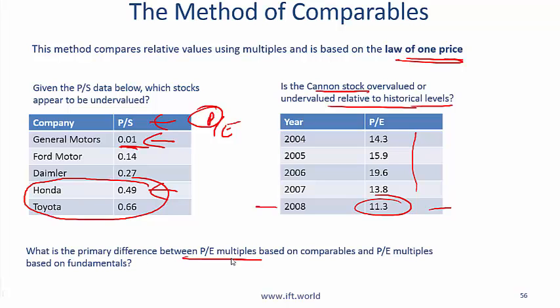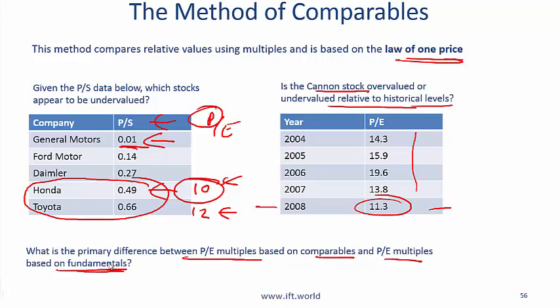What is the primary difference between PE multiples based on comparables and PE based on fundamentals? The difference is straightforward. With PE based on comparables, you look at the PE of a particular company. So let's say that I also come up with PE ratios over here. Let's say Honda's PE is 10 and Toyota's PE is 12. So I'm deciding whether Honda is good or bad by comparing the PE with another company. If Honda's PE is lower, then I say Honda is relatively undervalued.